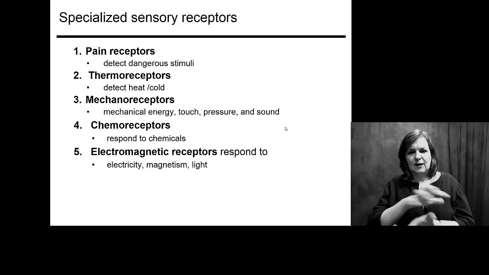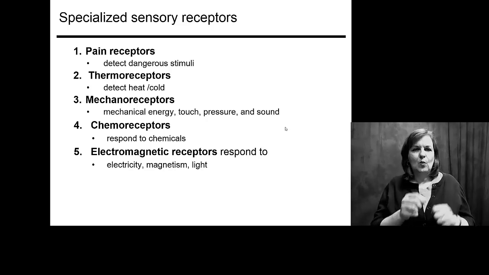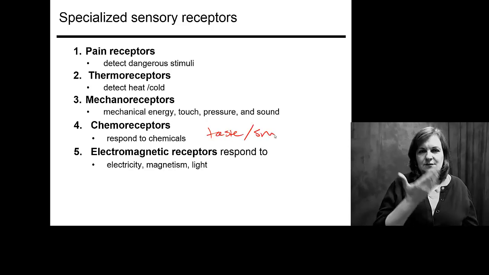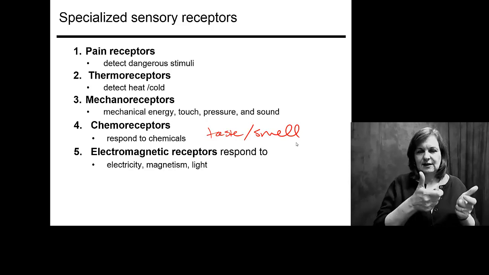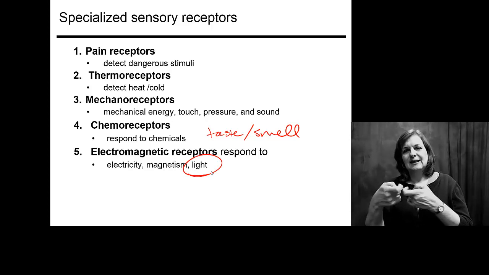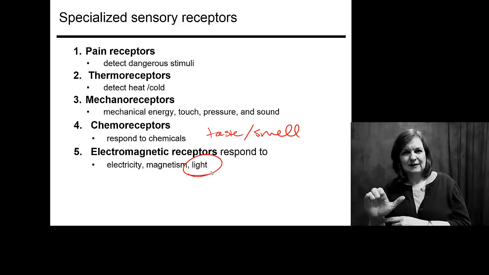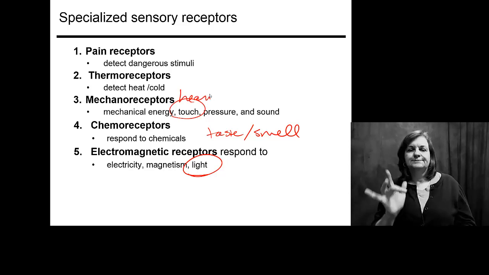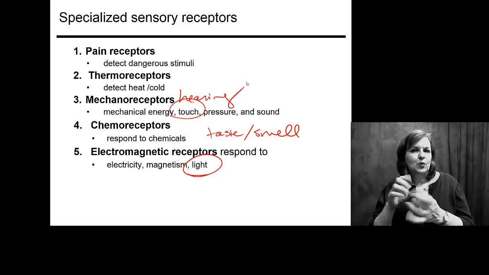We don't want to have our chemoreceptors that are associated with taste and smell, we don't want those to suddenly be trying to deal with light that we see, or electromagnetic receptors, okay? So when we look at mechanoreceptors, touch and hearing are all associated with mechanoreceptors.